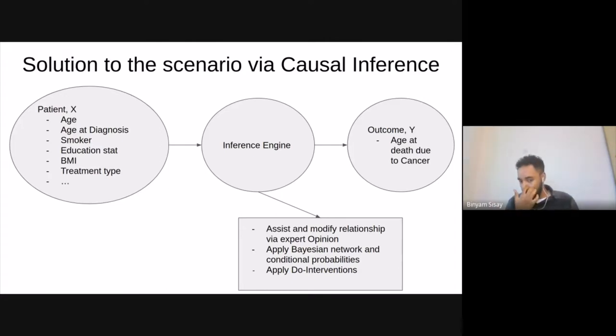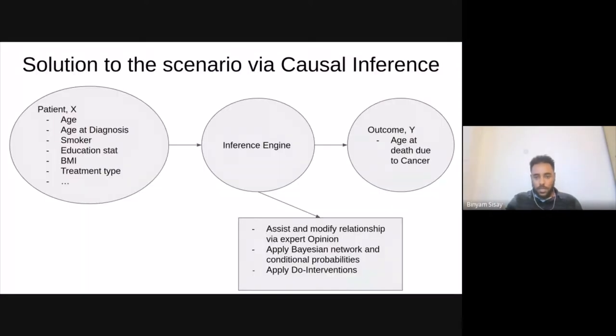And then we can apply Bayesian networks and conditional probabilities so that we can see the joint effects of one thing over another, and the other over the target variable. And lastly, we can apply do-interventions here, so that we can see whether having treatment type A would change the entire population's age at death due to cancer, whether it would be increased or not.